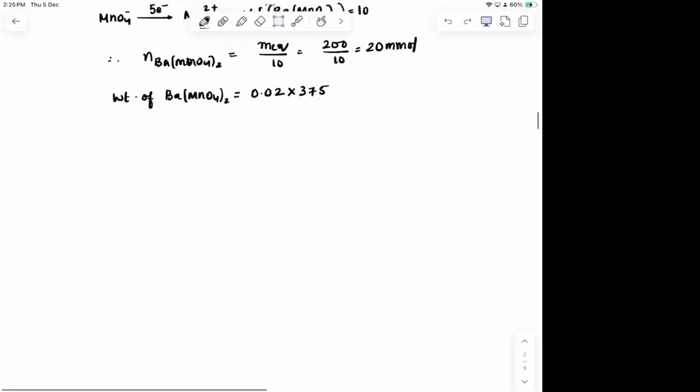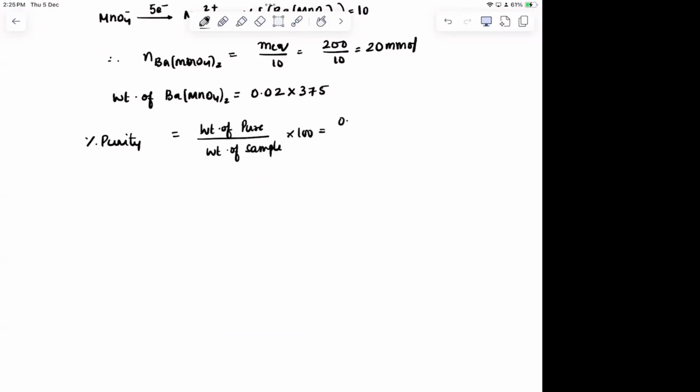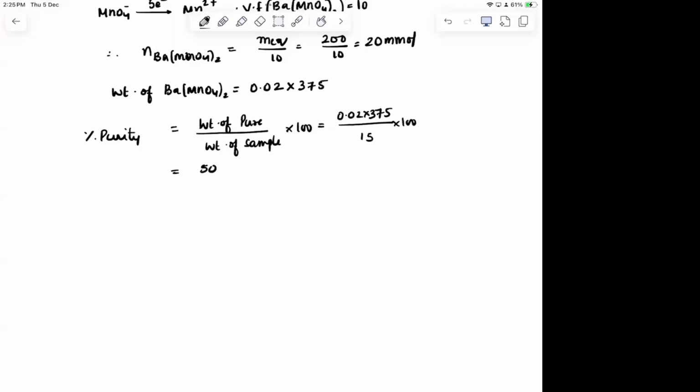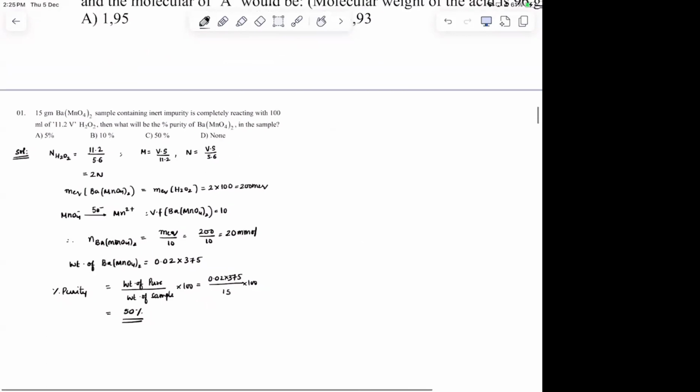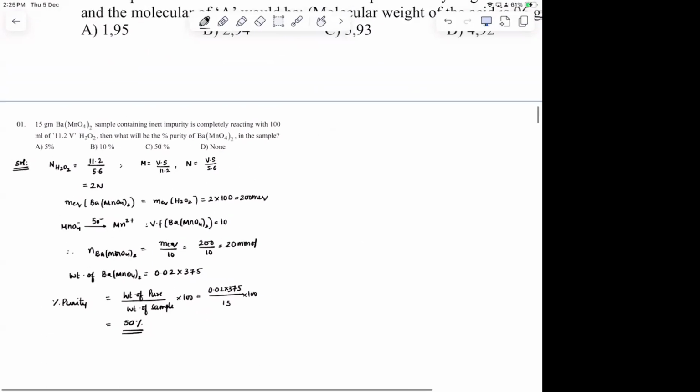So the percentage purity is always equal to the weight of pure form divided by weight of sample into 100. So therefore that will be equal to 0.02 into 375 divided by 15 into 100. Okay. So on solving, I was getting 50%. So that's how the percentage purity is coming out to be 50%. Okay. Very standard question. So I am hoping that all of you have understood this. So know how to solve it. Okay.